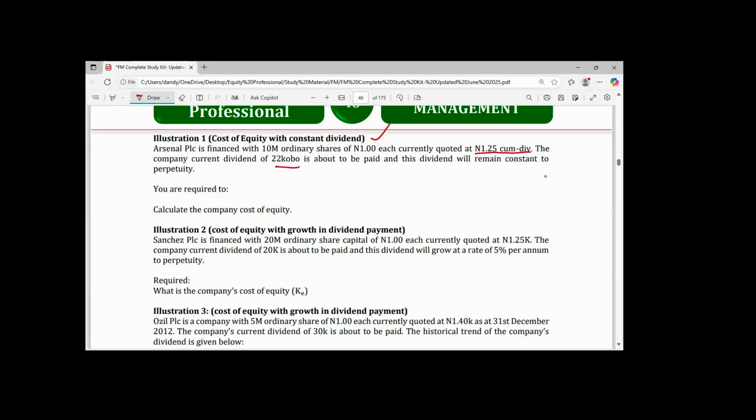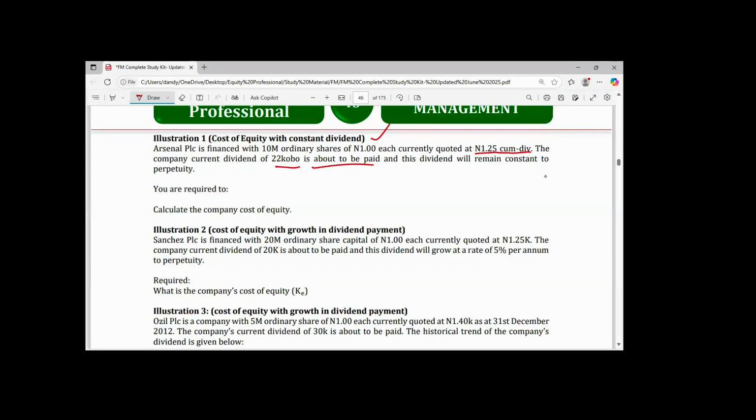So let's move on. The company's current dividend of 22 kobo is about to be paid. That's a tautology. You've already told me that the share price is cum-div, and now you are telling me the dividend is about to be paid. I already know, because once you are given cum-div, it means that dividend is outstanding and has not been paid. But here, the examiner is also saying the current dividend of 22 kobo is about to be paid, and this dividend will remain constant to perpetuity. Very straightforward. So two things the examiner wants to test in this question. One is to show you how to calculate cost of equity where dividend will remain constant to perpetuity. Two, how to convert cum-div share price to ex-div share price.